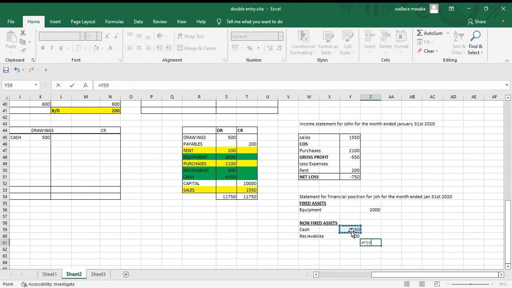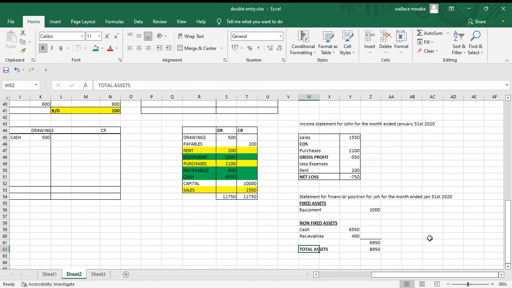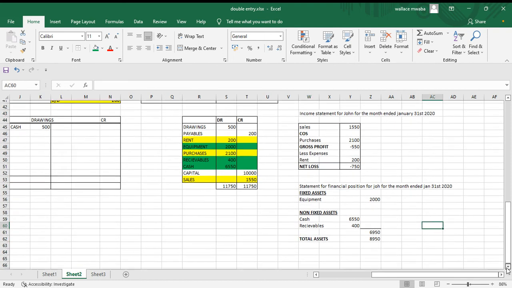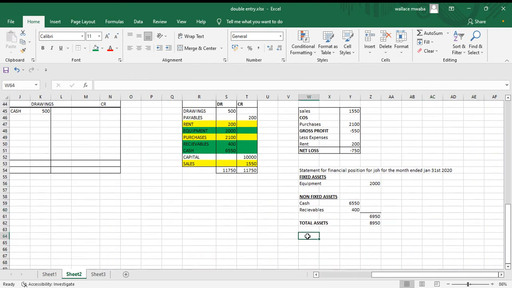So 6,550 plus 400, you get 6,950. Now we're going to say total assets. The total assets is going to equal 2,000 plus 6,950. We get 8,950. Those are our total assets. Now we'll go to capital and liabilities.